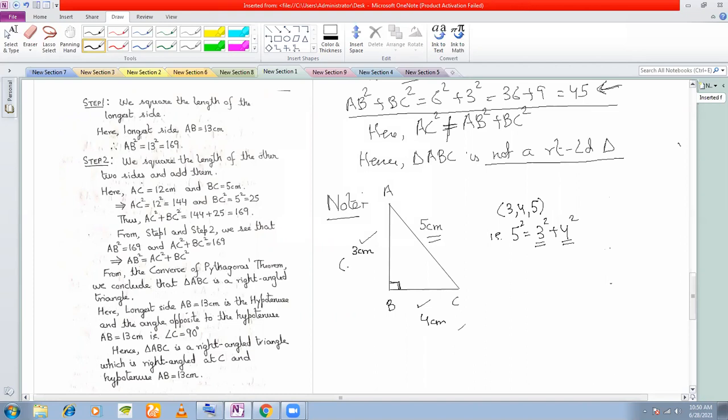If you don't know which side is greater than which side, you can take this as 4 centimeters and this as 3 centimeters. You can take either, because 3, 4, 5 is a Pythagorean triplet. If you're taking this as 3, you take this as 4. If you're taking this as 4, you can take this as 3. Definitely it has to be.